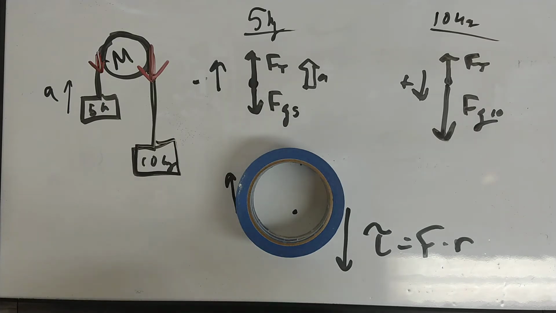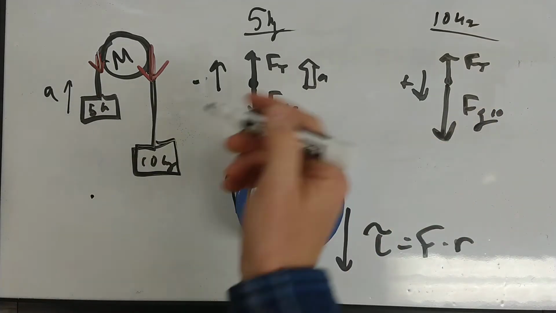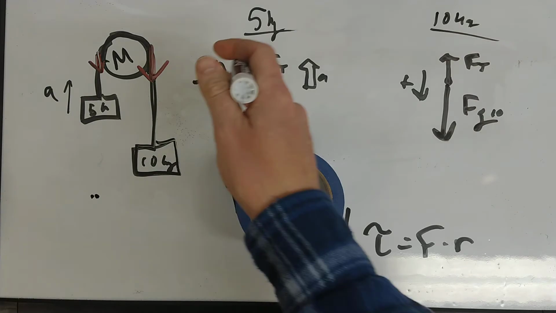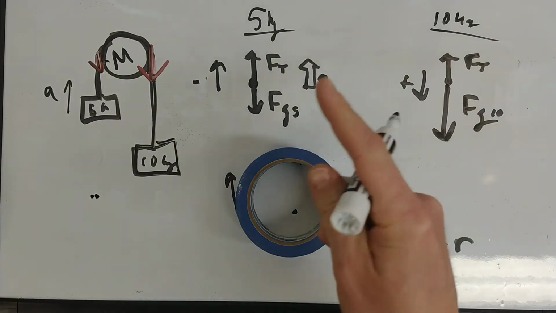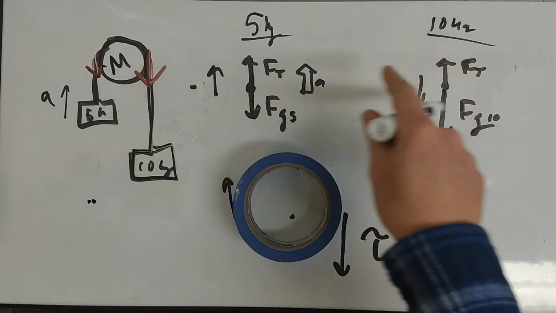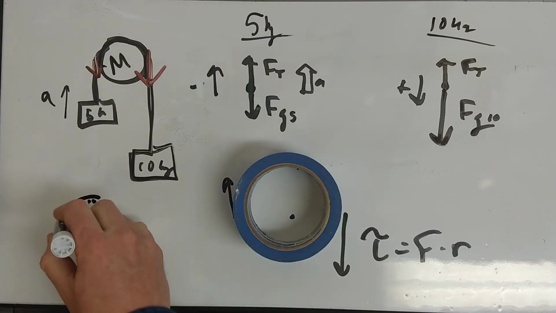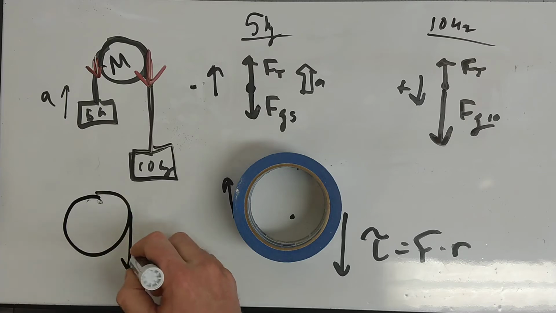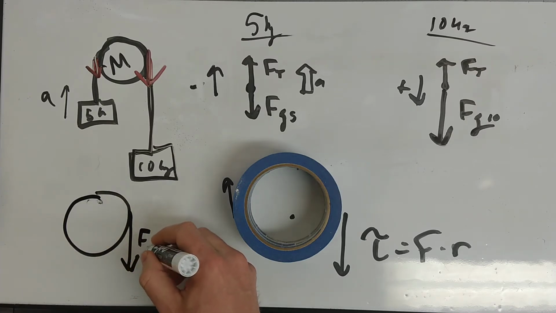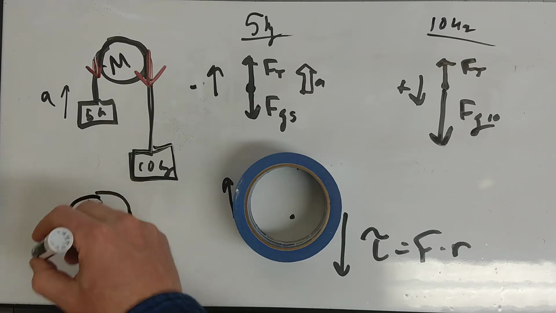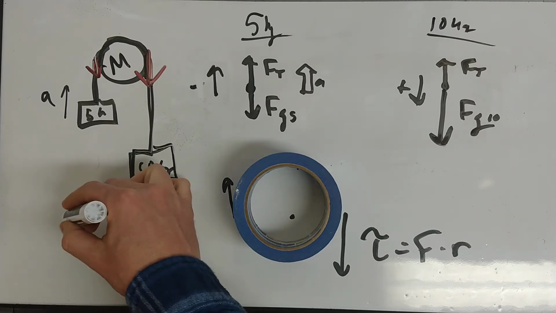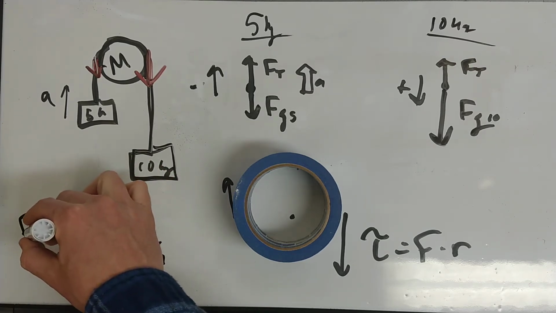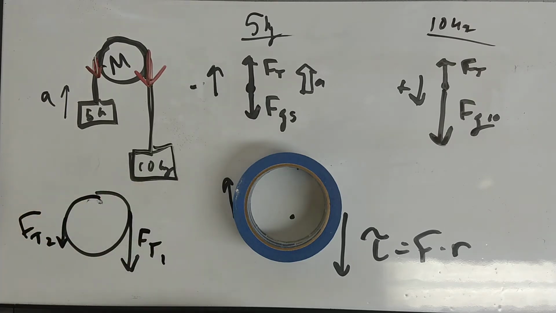So what we end up doing here is not only do we make a force diagram for each object, but we also make these free body diagrams. This is where we have to be careful how we say this. I'm going to make a force diagram for the pulley. A force diagram is when you draw the forces at their point of application. So that's FT1, and this is FT2.